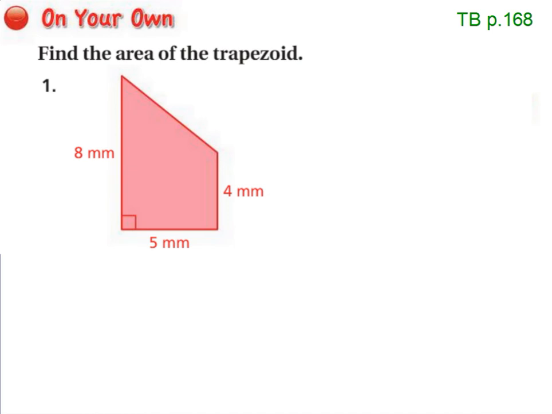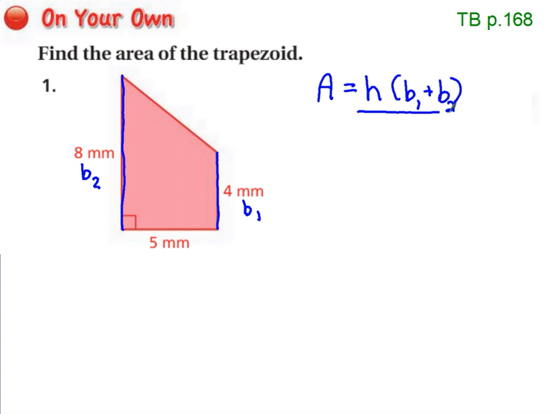Okay, so here's an example that we're going to work out. Once again, it doesn't matter which side you consider to be base 1 and which side you consider to be base 2. Your bases have to be the sides that are parallel. You cannot use the other sides. So I'm just going to use base 1 as 4 and base 2 as the 8. So I'm going to start by putting my formula down. Don't forget to divide it by 2. Now I'm going to substitute my numbers, my bases and the height.